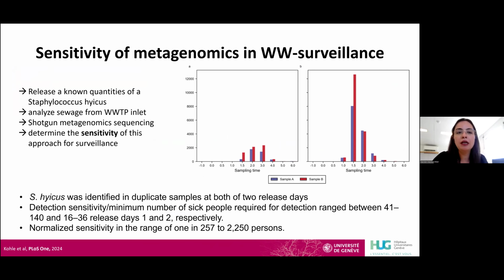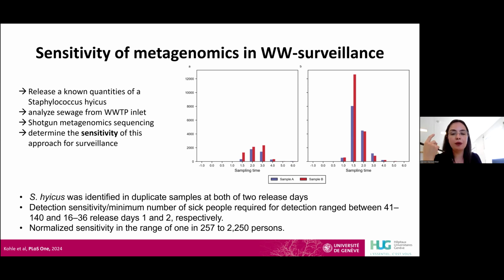Another interesting study was an experiment run by a group of investigators in which they released a known quantity of a non-pathogenic bacterium that's not always present in the environment or in clinical samples, called Staphylococcus hyicus, in a certain toilet in a wastewater treatment plant catchment area, and they sampled continuously, trying to see if they could detect the same bacterium using shotgun metagenomics, and to determine the sensitivity of sampling, meaning the minimum number of carrying people required with this specific bacterium to enable detection.